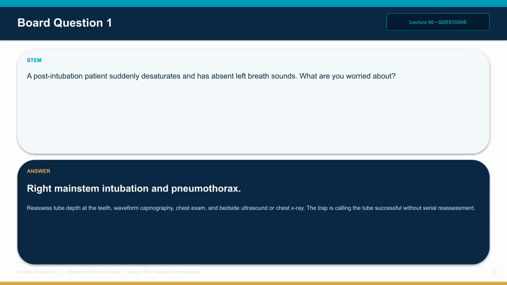Question 1. A post-intubation patient suddenly desaturates and has absent left breath sounds. What are you worried about? Right mainstem intubation and pneumothorax are high on the list. Reassess tube depth at the teeth, capnography waveform, chest exam, and bedside ultrasound or chest x-ray. The trap is calling the tube successful without serial reassessment.